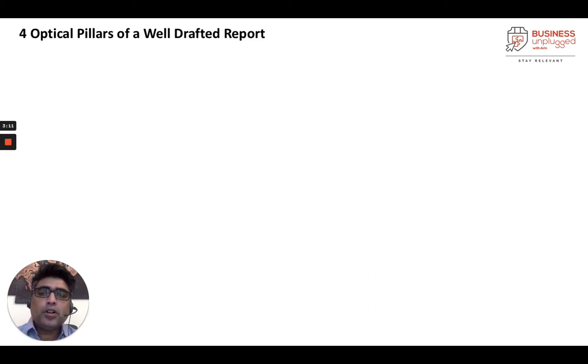Then there are 4 optical pillars of a well-drafted report which you have to take care of. Please ensure that the spellings are accurate. If the spellings are not correct in any report, that is not something which goes well with the reader. There shouldn't be any typos, so please reread the report a number of times to ensure that there are no typos. In certain cases, there is a maker and checker concept. In many companies, you have that. Someone who drafts the report is not the person who checks it. There is another person who checks the report, and that is how you can avoid this situation.